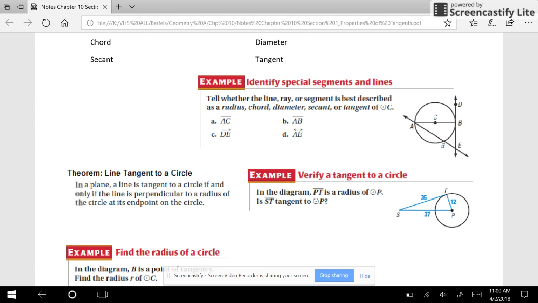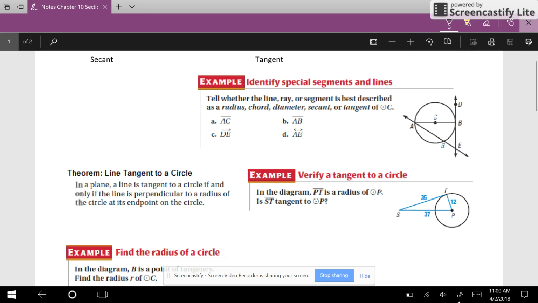So A is segment AC. It starts at A, ends at C. So if it starts at A and it ends at C, that's just a radius. Next one starts at A and ends at B, so that's 2 points on the circle. It is a type of chord, but this chord does pass through the center, therefore it's a diameter.